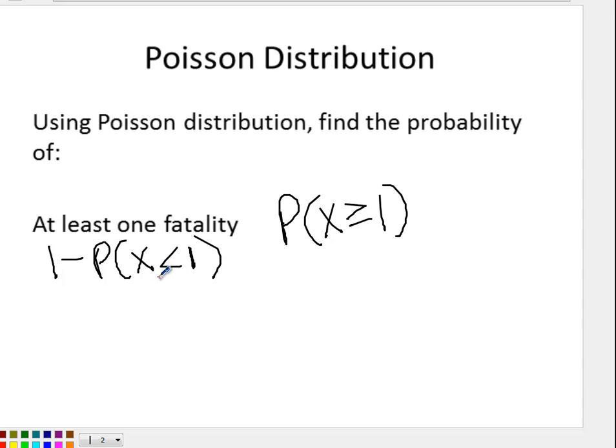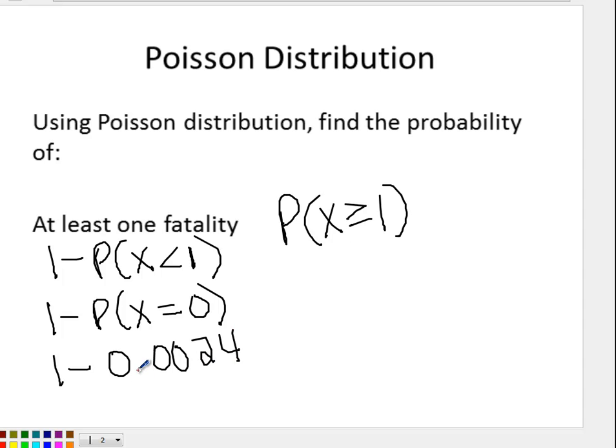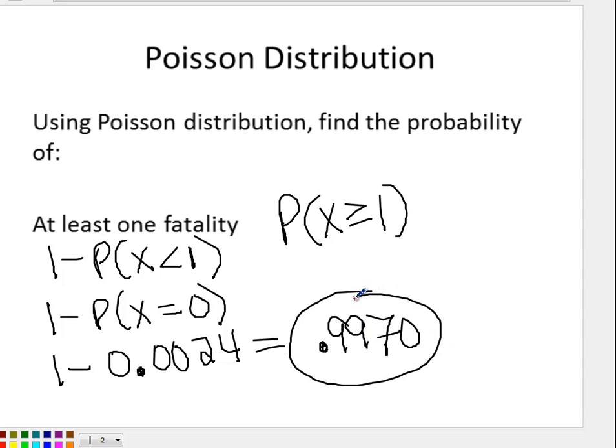So if X is less than 1, that's just the same as saying X is equal to exactly 0 because the only number less than 1 is 0. So we've already calculated the probability that X is exactly 0. We got it as 0.0024. So we just need to subtract that from 1. So when I subtract it from 1, I get 0.9970. So the probability that you get at least 1 fatality is 0.9970.